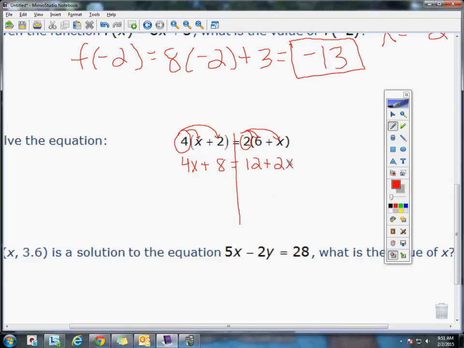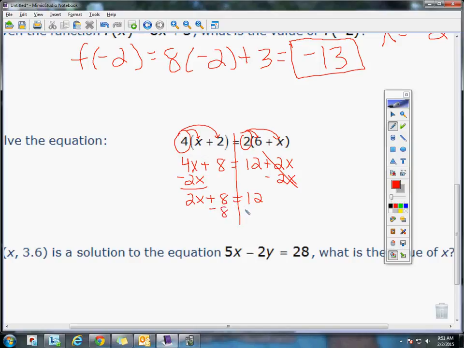Get your x's on the same side. I'm going to move the positive 2x over here. Since it's positive, I'm going to make it negative. So that becomes a zero pair. 4x minus 2x is just 2x. Bring down the 8 and bring down the 12, and then you have a simple two-step equation.